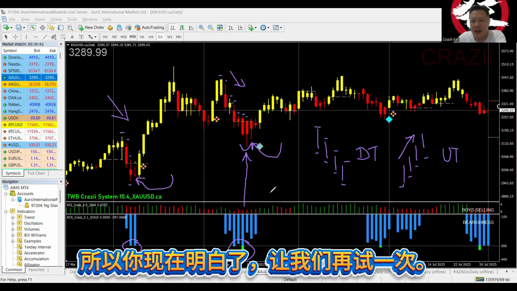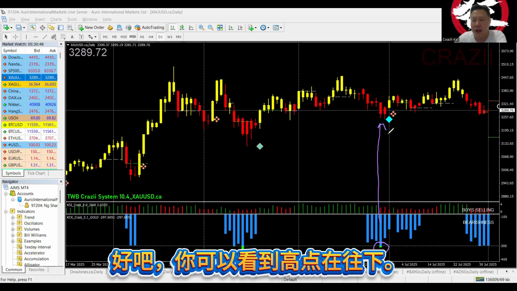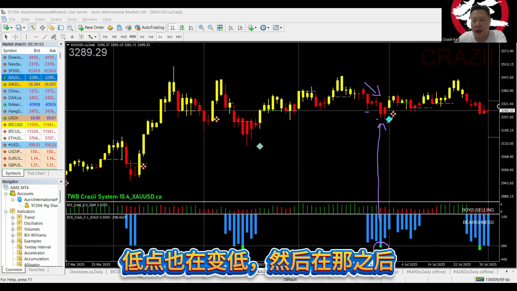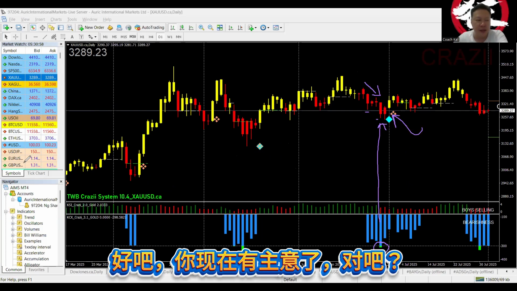Let's try this again. So this is the KCX that's blinking. Look up. You can see that the high is going downwards and the low is lowering. And then after that, when the low turned around, that's where the market recovered. So you get the idea now, right?